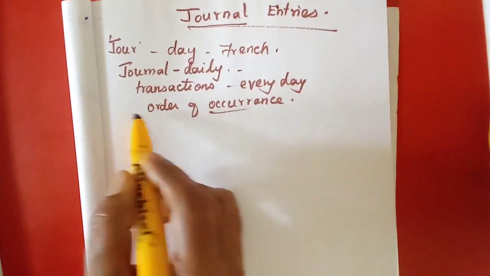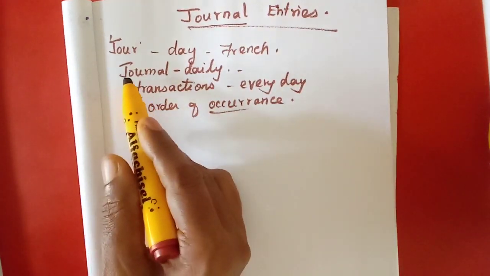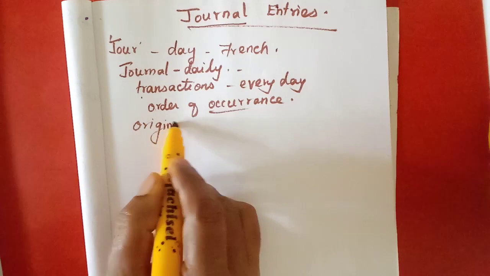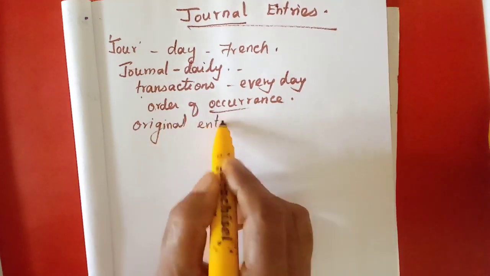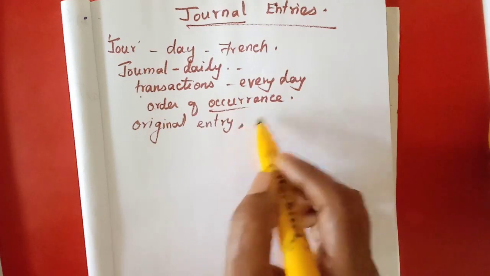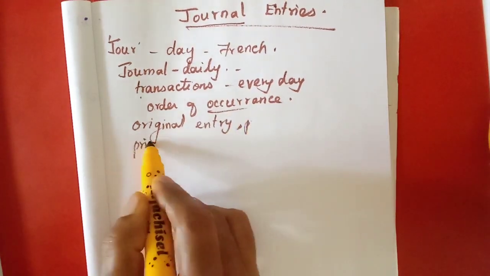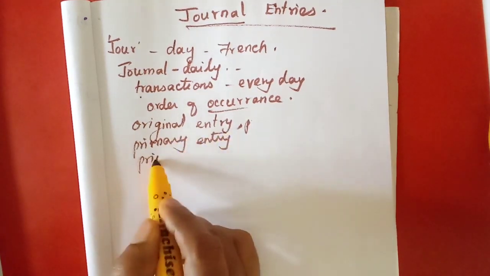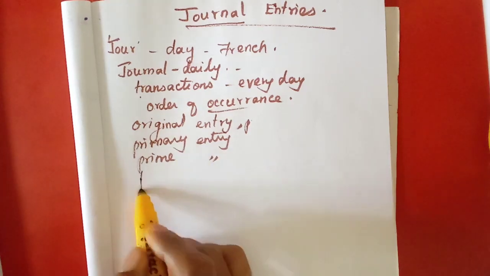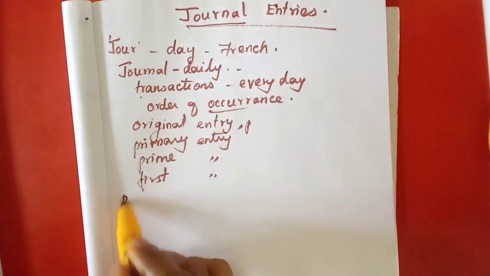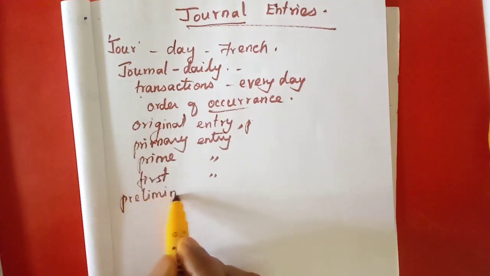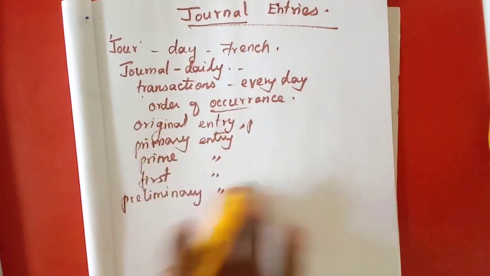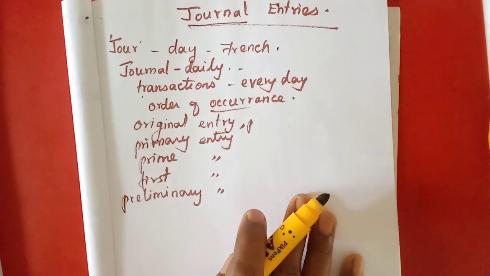Then since we enter all the transactions in this book, in the journal, it is called the book of original entry. Originally where do we enter? In the journal entries. So there are many words: book of original entry or primary entry, prime entry, first entry, preliminary entry, and so on. Okay.